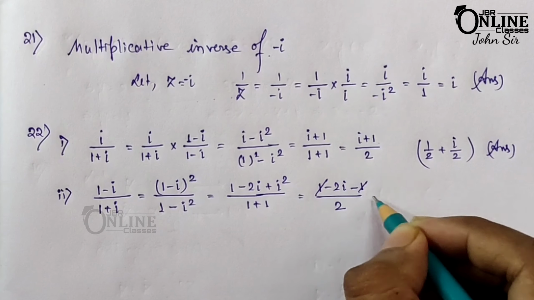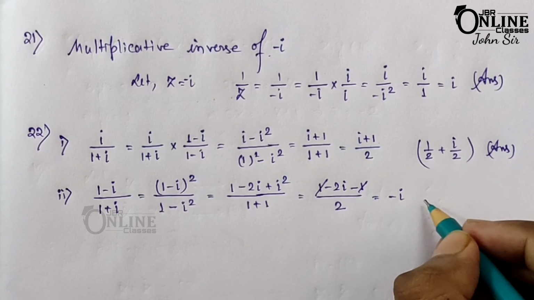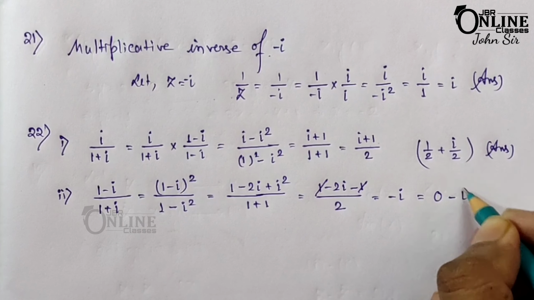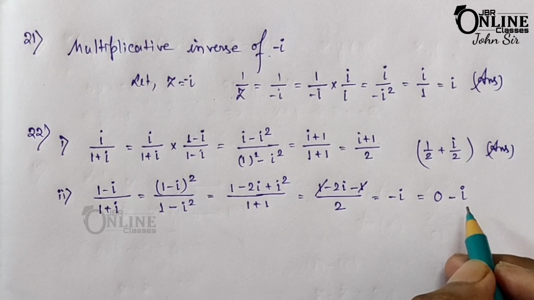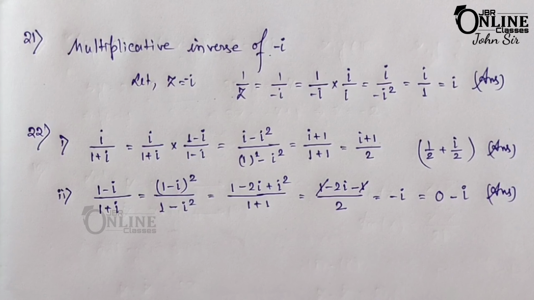So 1 will be cancelled out, then 2 cancels out with this one, so it will be minus iota. And that is equal to 0 minus iota. 0 minus iota is the form of a plus ib.